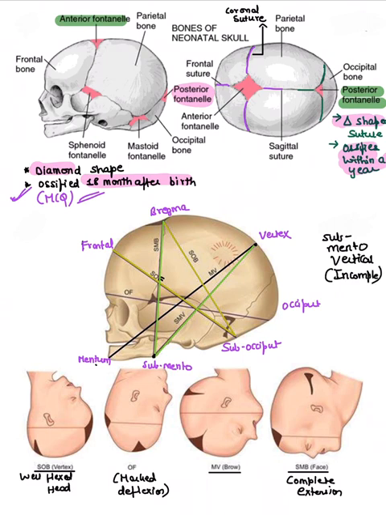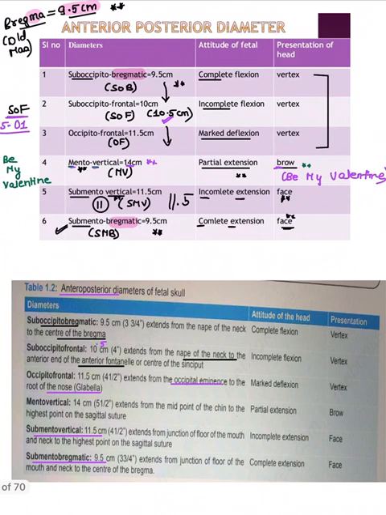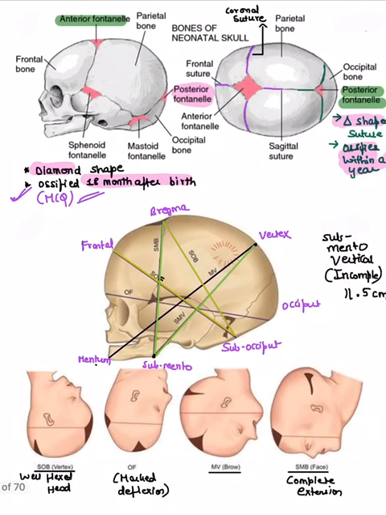Now how to remember the diameter? Submentovertical means a true straight line, and submento a part of it, that is 11.5 centimeter, guys. You can check, submentovertical is 11.5, guys. Now coming on to the other one, I will take these 2 points, guys. What is that? There is mentum and there is vertex, guys. That is mentovertical. So mentovertical is which one, guys? That is BMV, Be My Valentine. That will be 14 centimeter, guys. So try doing all this, and you will try to recall what I have said, guys.